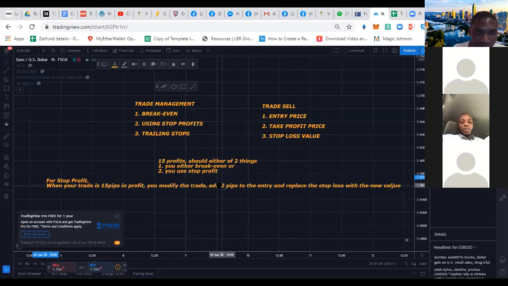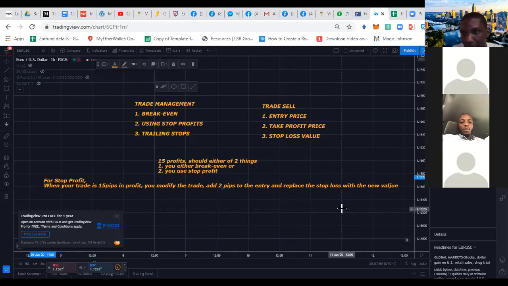All right, so this is what it is. For stop profit, when your trade is 15 pips in profit, you modify the trade, add 2 pips to the entry price, and replace the stop loss with your new value. Okay, so that's the way it's done.